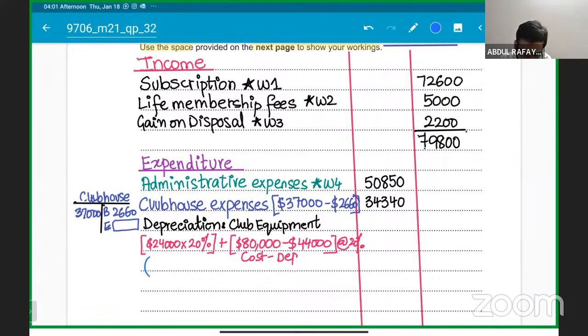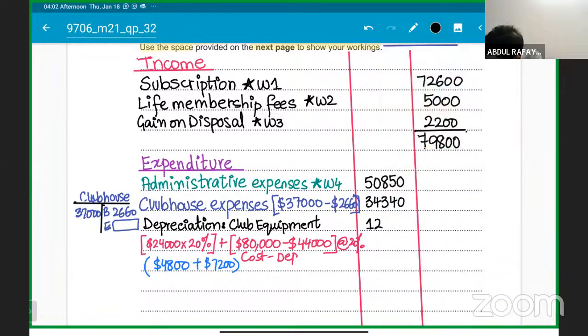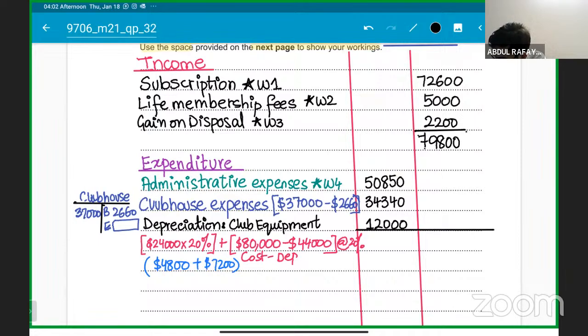So eventually I'm getting 24,000 into 20% as $4,800. Is everyone clear? And this will be coming 80,000 minus 44,000, 36,000 into 20%. That is coming 7,200, students. Is everyone there with me? So 4,800 plus 7,200 is basically 12,000 as the amount for depreciation. Okay, everyone got this? Clear, students?